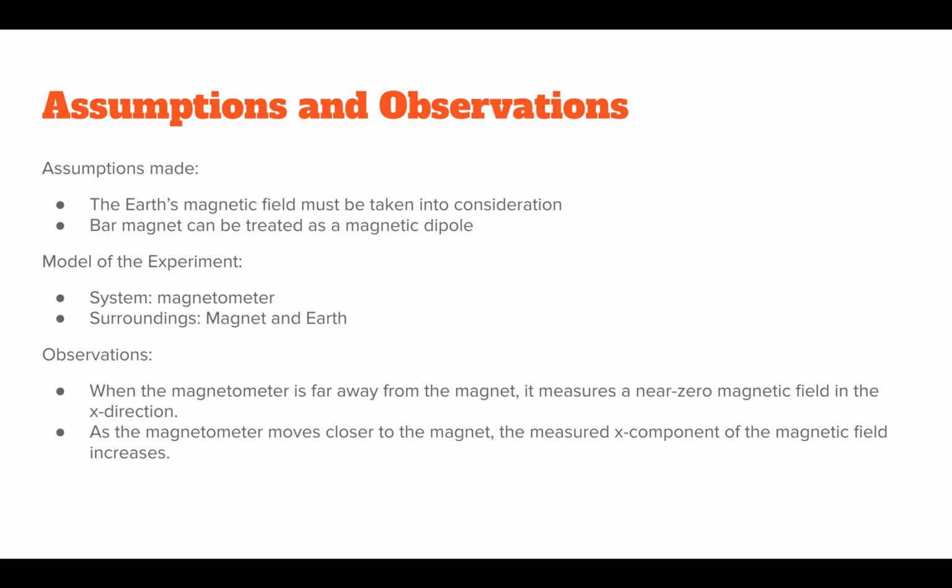So, some assumptions and observations that I made while doing this. Assumptions that I made is that the Earth's magnetic field must be taken into consideration, and then also the bar magnet can be treated as a magnetic dipole. For our model itself, the system will be the magnetometer, which I used my phone for this, and then the surroundings would be the magnet and the Earth. Some observations I made is that when the magnetometer is far away from the magnet, it measures a near zero magnetic field in the x direction. As the magnetometer moves closer to the magnet, the measured x component of the magnetic field increases.